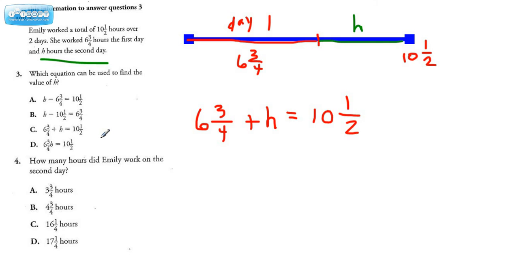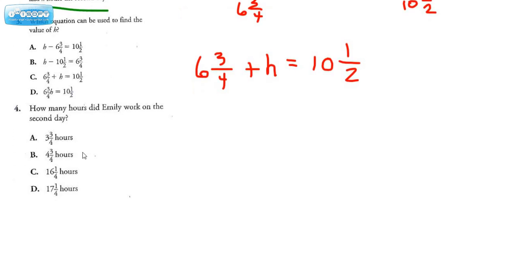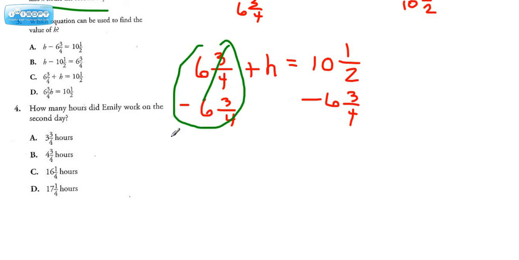Now we're going to use that equation to help us answer question 4. How many hours did Emily work on the second day? Which is right here, this value that I'm pointing at. What's the opposite of add 6 3/4 to a variable? Subtract 6 3/4. And we have to do that to both sides of the equation. Whatever you do to the left side, you have to do to the right side. Then all of this will cancel out. We're going to bring down the h. And now we have to subtract these two values.